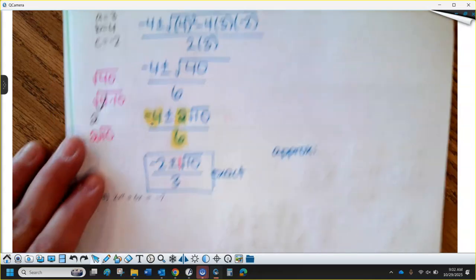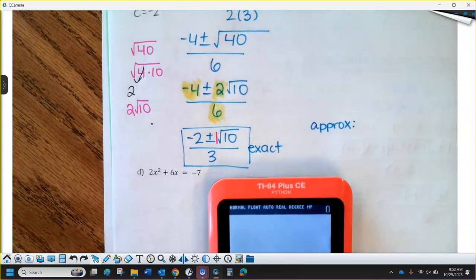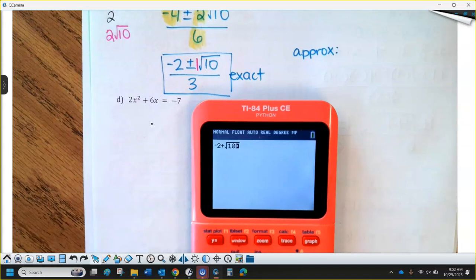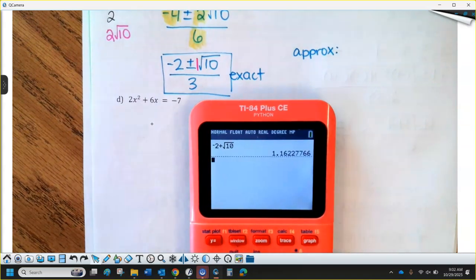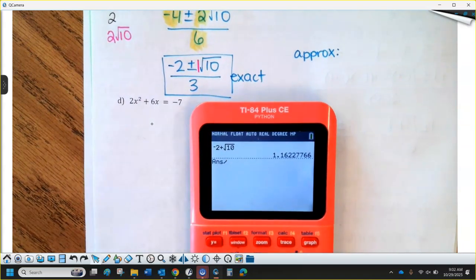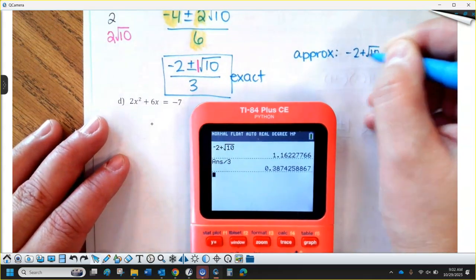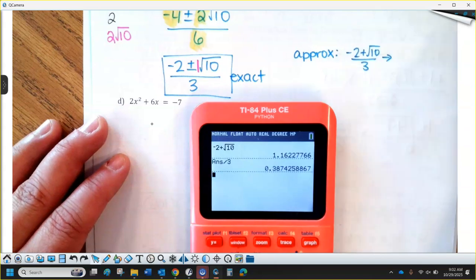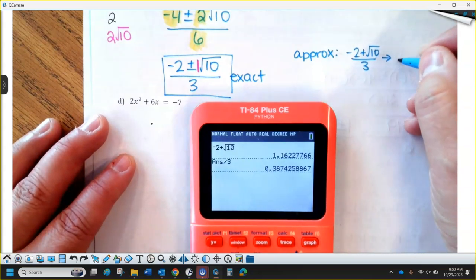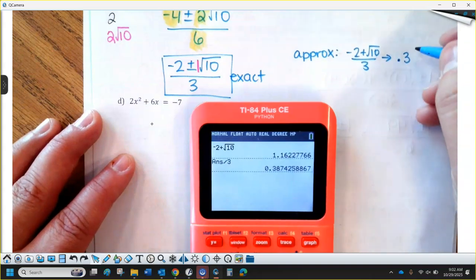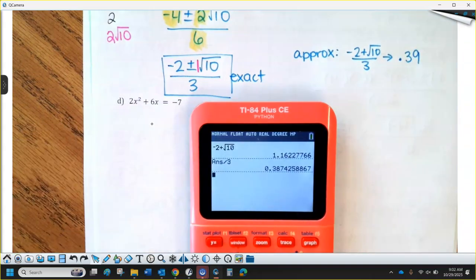That's it. Okay, now there's going to be two answers here. So let me see if I can get this on the screen at the same time. I'm going to do -2 plus the square root of 10, and then just hit equals on your calculator and then divide that by 3. So if I do -2 plus root 10 over 3, you don't have to rewrite this, you can just do it on a calculator. I end up with about, I think it asks, oh, it doesn't say. Let's round to the nearest hundredth. So that's about 0.39.